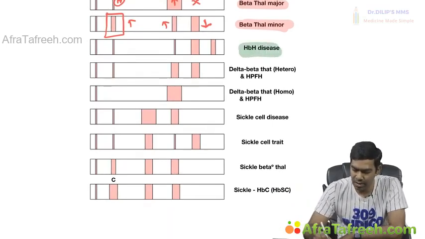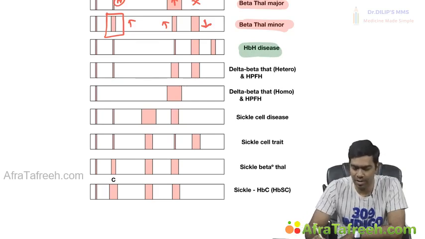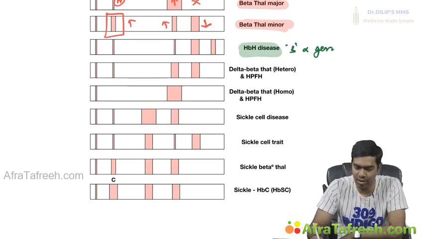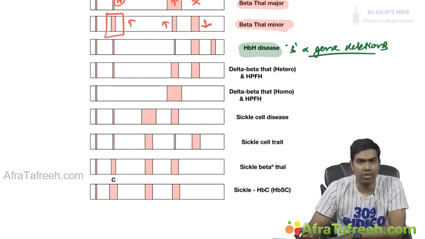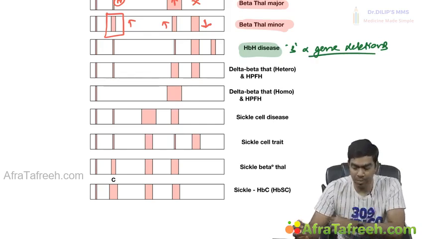Then you have HbH disease, which is nothing but 3 gene deletion of alpha genes. 3 alpha gene deletions, this is HbH. Otherwise, they produce something called hemoglobin H, beta 4 tetramers. This is what we call hemoglobin H.